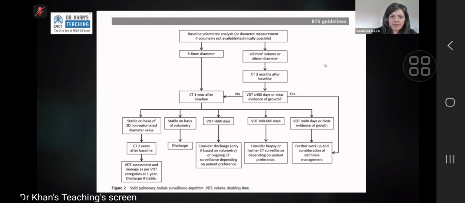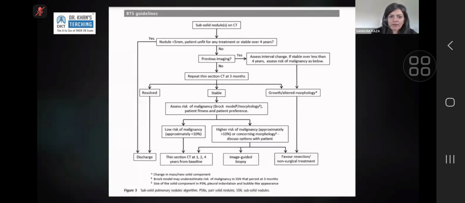Moving on. The second sort of follow-up and assessment is for subsolid nodules. So subsolid is an all-encompassing term for when we want to define a nodule that's not entirely solid. The non-solid part can be ground glass, it can be cystic. So this includes all of those nodules.